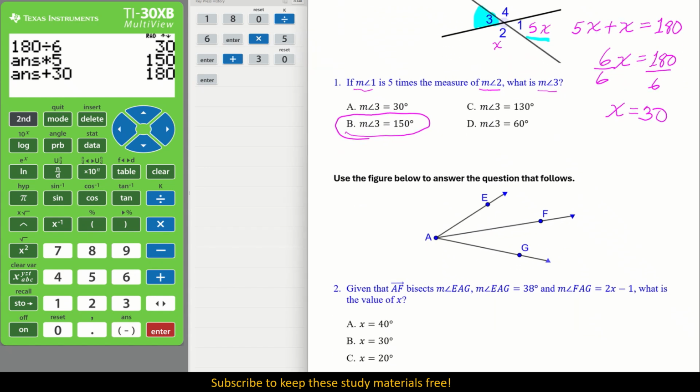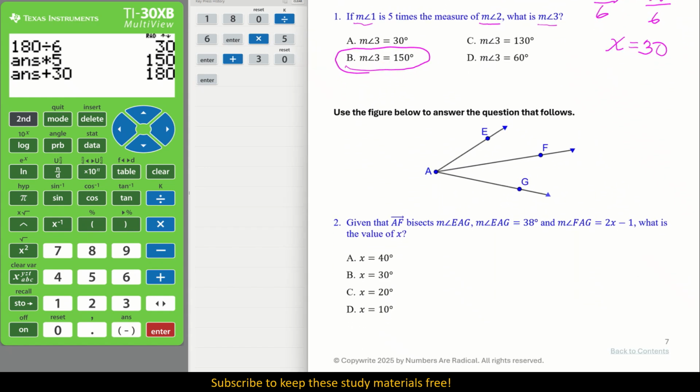All right, so now let's go to number 2, and it's telling us again to use the figure that we have here. Now let's see what it's got to tell us. It says, given that AF bisects the measure of EAG, so here's EAG, and this middle here bisects it. If you don't know what an angle bisector is, an angle bisector just simply cuts it in half.